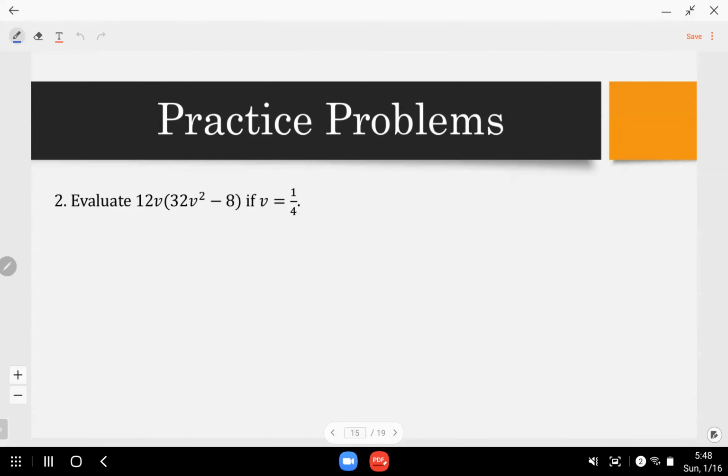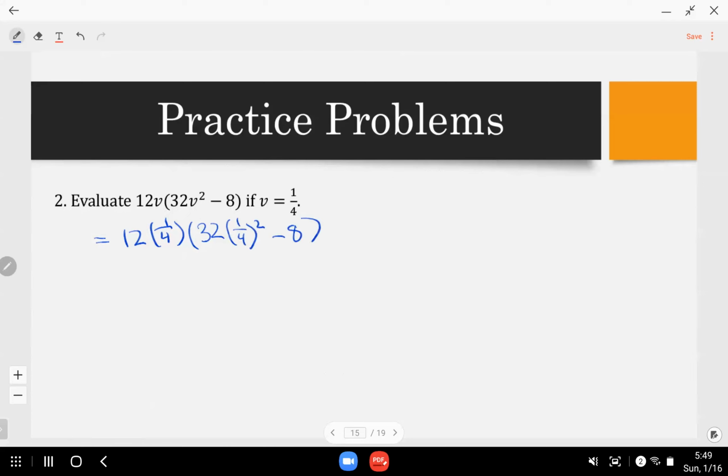So we have our v equals 1/4. Okay, so what is our first step? We need to substitute it in for v, right? Substitute it in for v. So our expression would be 12 times 1/4, actually 1/4, yeah, times 32 times 1/4 squared minus 8.